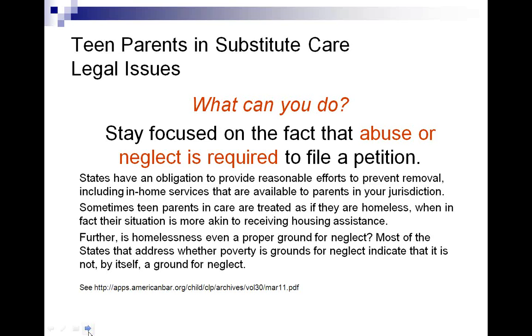anywhere. I put another little citation about homelessness because some of these cases, although they didn't call it that, in my assessment, treated the teen parents as if they're homeless. I don't really think that's fair. I think it's more akin to them receiving housing assistance. And there's some reference to poverty versus neglect in the article cited there.